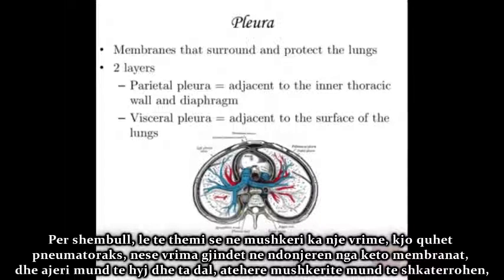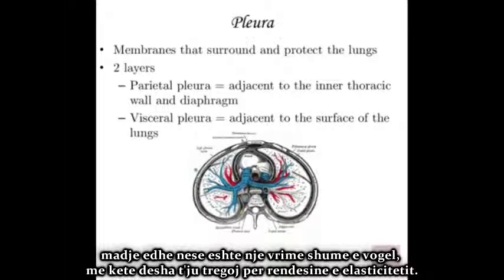For instance, let's say there was a hole. It's called a pneumothorax. If a hole was in one of these membranes and air could leak in or out, you could get a collapsed lung, even if it's a tiny, tiny hole or puncture. So that just goes to show you that there is an importance to have that elasticity remain adequate.